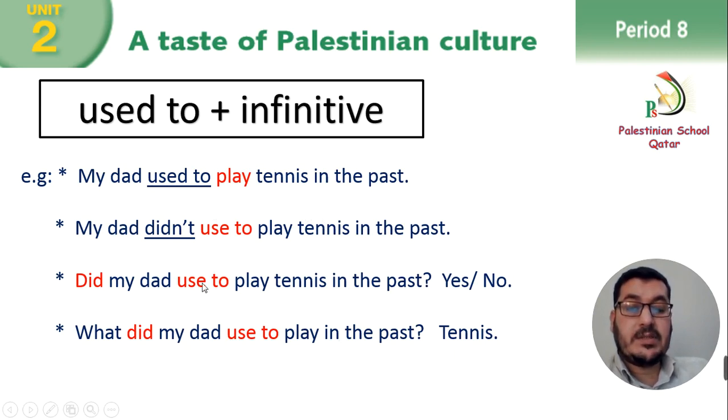So be careful when we have negative, be careful when we have question. We don't add D with use. Why? Because did took the past. So after did, we don't use past, another past. We put the verb in the infinitive.